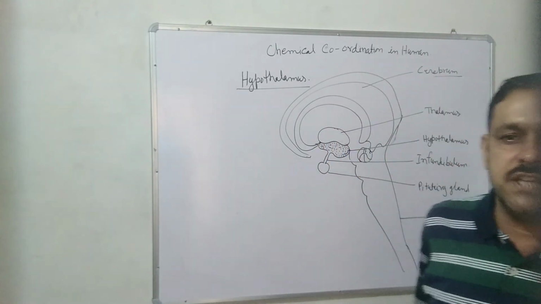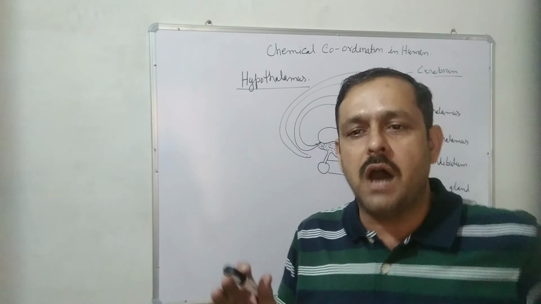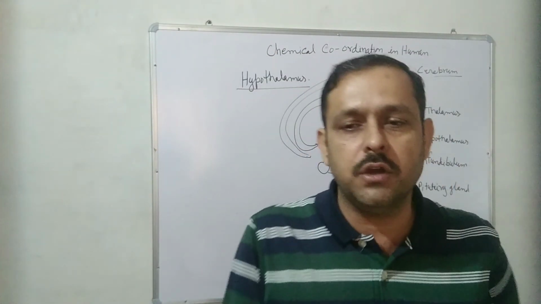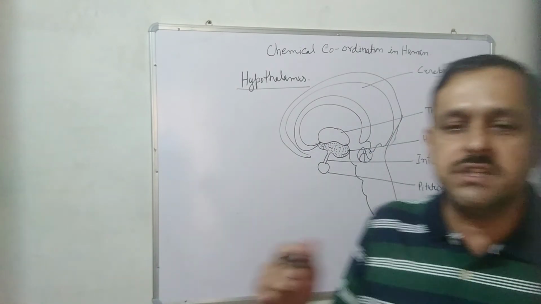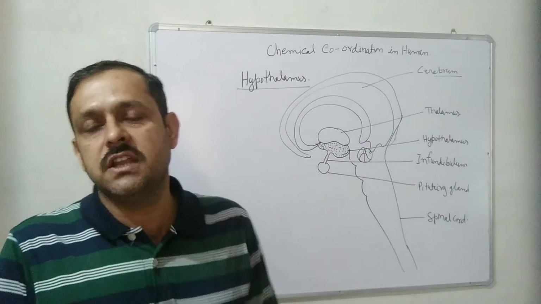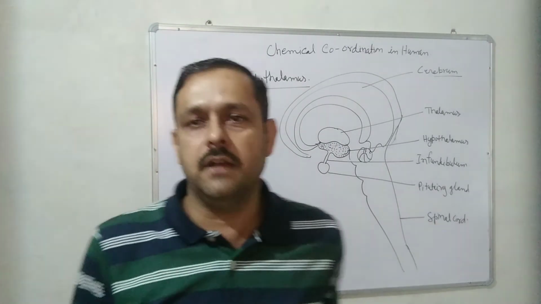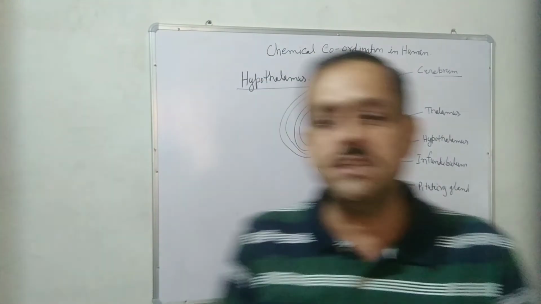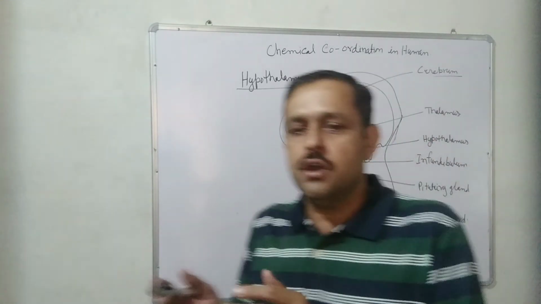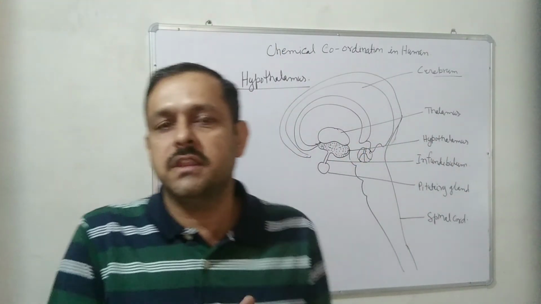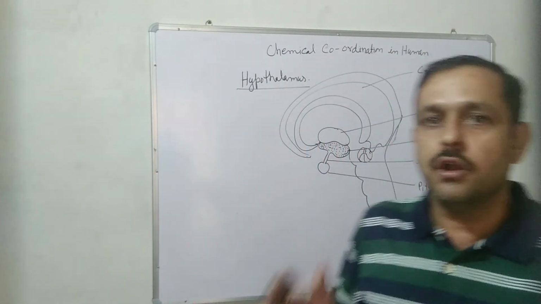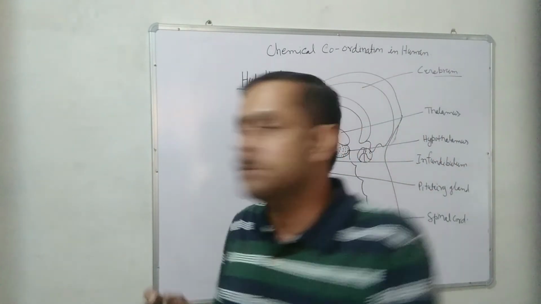These areas synthesize special types of hormone, which are called releasing hormone and inhibiting hormone. First they secrete releasing hormone, and these releasing hormones stimulate other endocrine glands and they secrete their hormone. After releasing hormone they can also secrete inhibiting hormone. They can prevent the endocrine gland from secreting its hormone. So this gland is called the supreme commander.